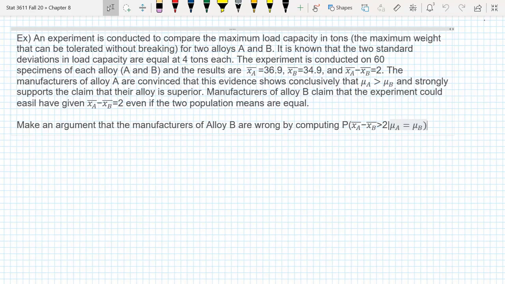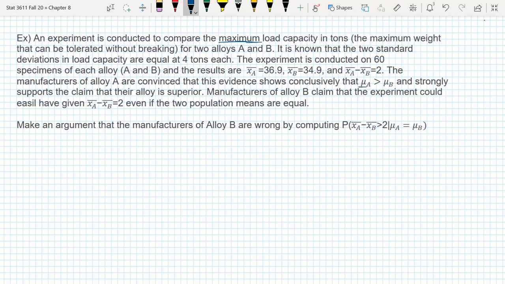So the manufacturers of alloy A are convinced that this evidence shows conclusively that the mean load capacity, the mean maximum load capacity, I gotta be careful, right? Because we're talking about the maximum load capacity, but this is the mean of that. So this is the mean maximum load capacity. In other words, their alloy on average is stronger than alloy B on average. And they think that this evidence strongly supports that claim.